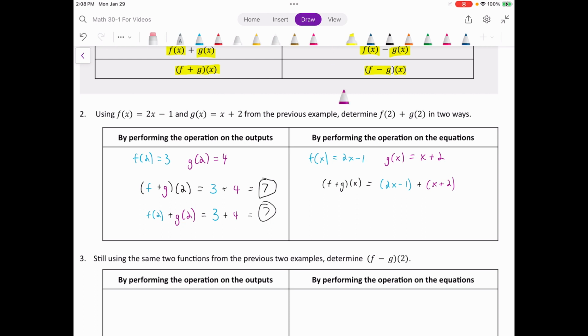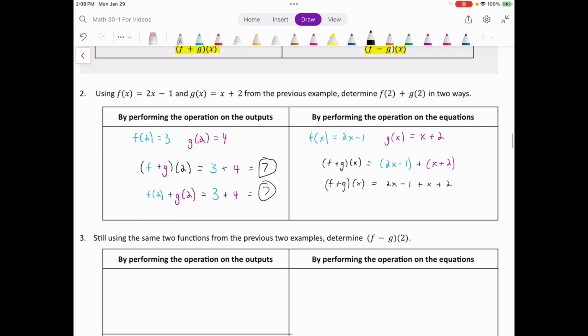So now we're just actually adding their equations to give ourselves a new equation, the equation of the combined function, the result of adding these two. So that means that f plus g of x is going to be 2x minus 1 plus x plus 2, just kind of adding those terms there. And then I could combine like terms to simplify this a bit.